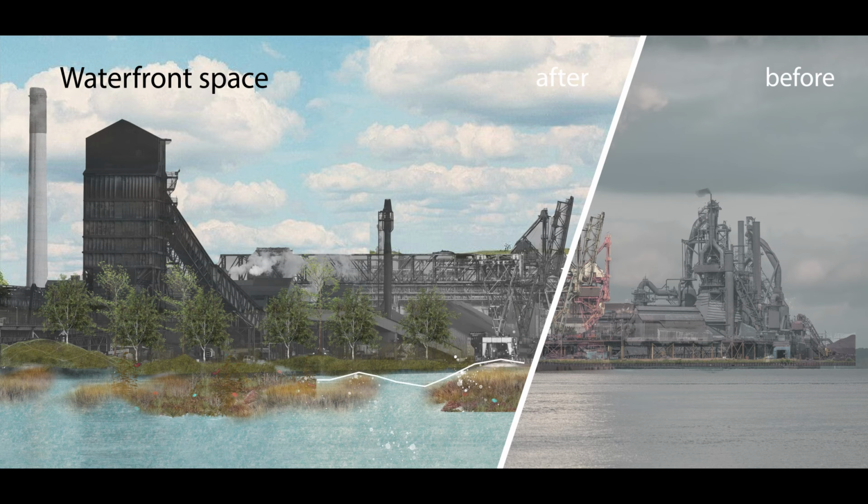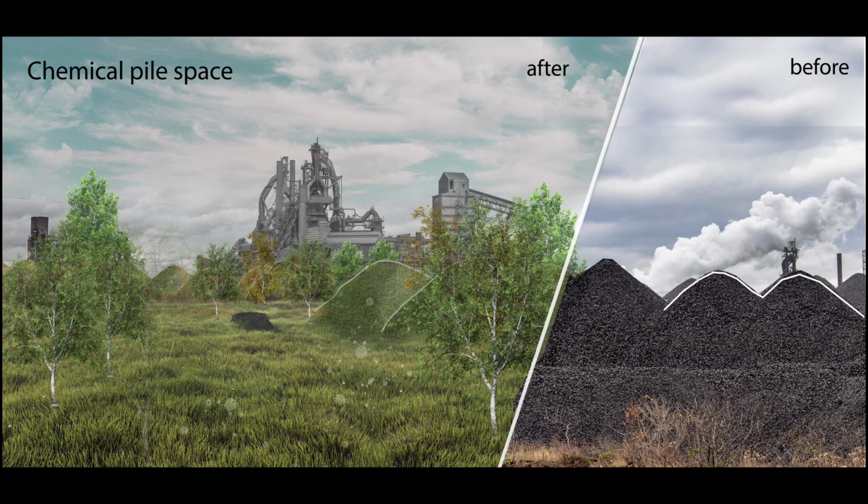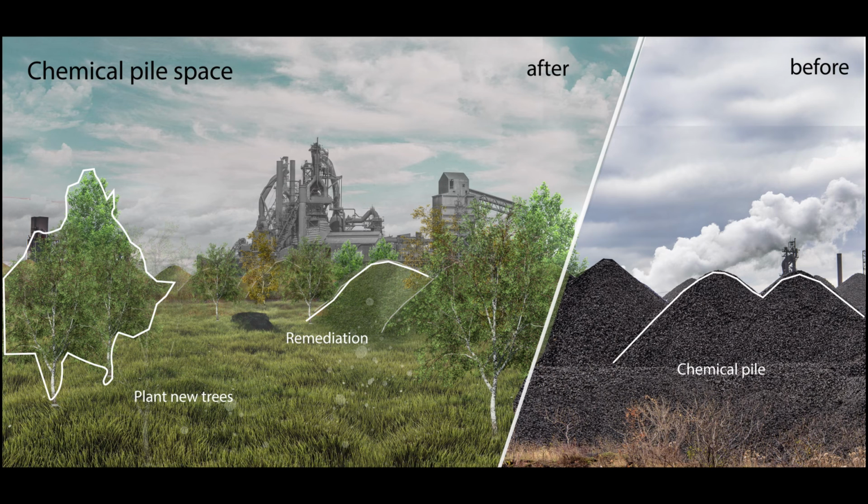For the next several pages, I will show how it looks in the design. First is the waterfront space; the left is the after-design effect, and the right is the before design. You can see there's a hardwood swamp behind the marsh zone. Next one is a chemical pile space. You can see on top of the chemical pile, I make it into a remediation area and also plant some new trees around it to improve the air quality.